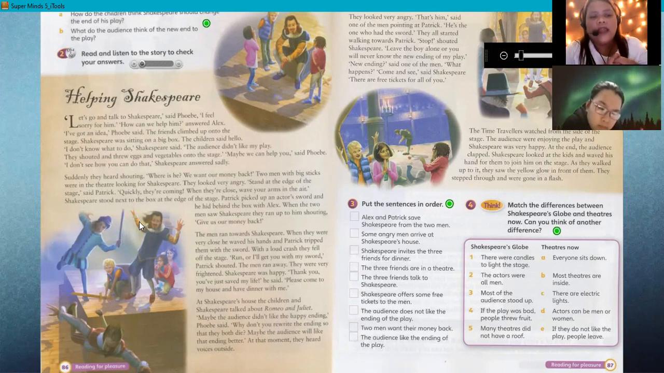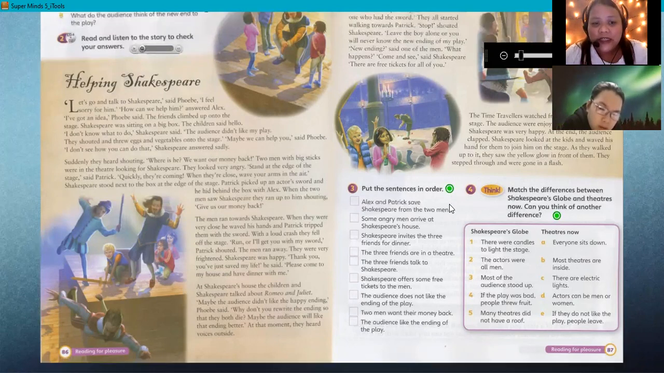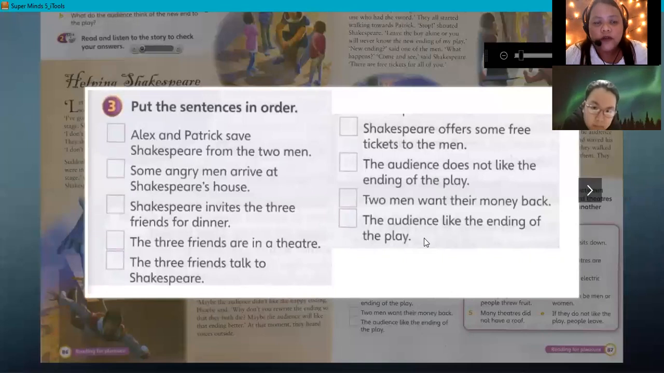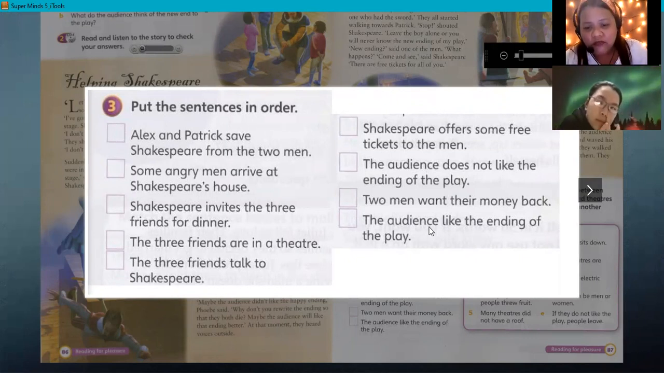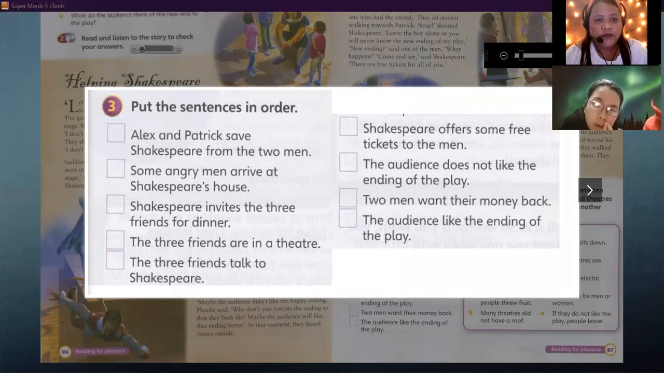Okay, so now let's proceed with this activity. You are going to put the sentences in order. So you are going to label which sentence came first or happened first in the story, and then second, and so on and so forth. Okay? Can you annotate? No. Okay, it's all right. I'll be the one to put the number, but you are going to tell me which one comes first.